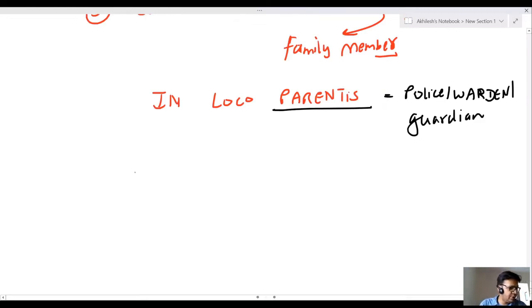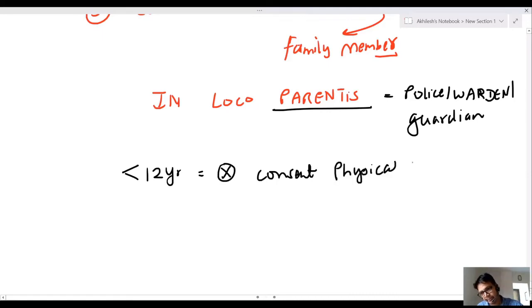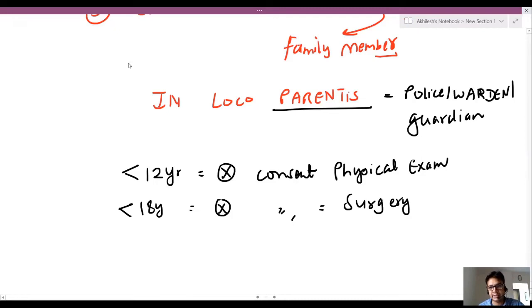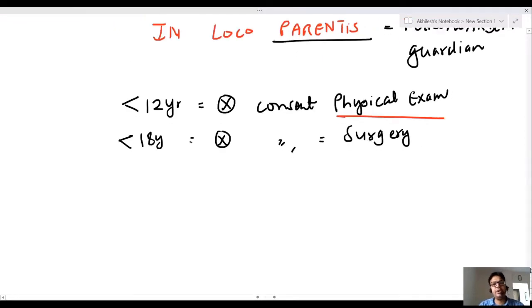Now, sir, a very important MCQ comes. A child below 12 years of age cannot give consent for physical examination. A person below 18 years of age cannot give consent for any surgery or invasive procedure. Below 12, you cannot give consent for physical examination. Below 18, you cannot give consent for surgery.